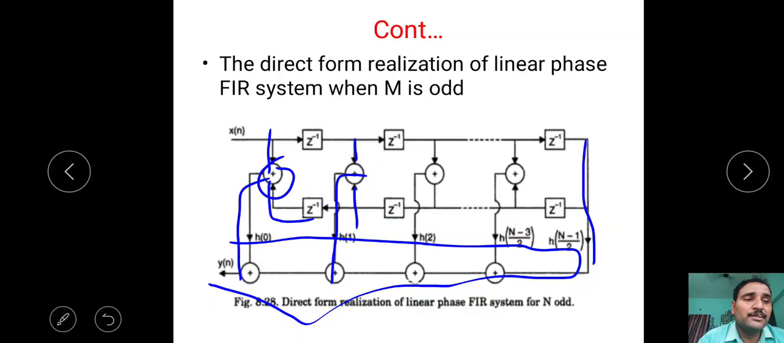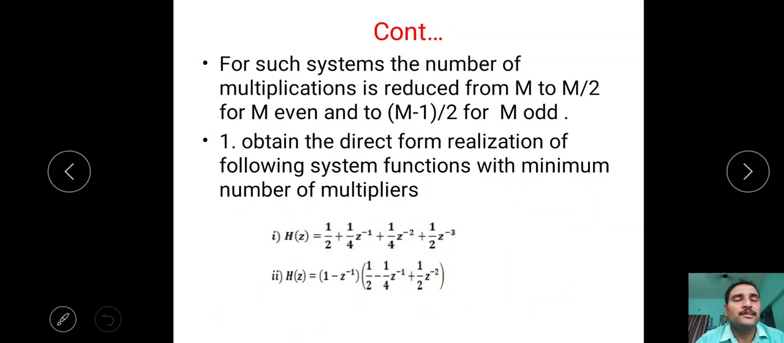In the previous case, what we have taken is a system when m is even. If you see, in linear phase realization for such a system, the number of multiplications is reduced to m by 2. Generally, for direct form realization, we require m multipliers to realize the system. Here two input elements require only one multiplier, so it requires m by 2 multipliers for m even. If m is odd, we require m minus 1 by 2 multipliers.